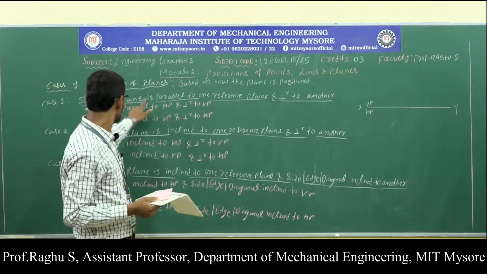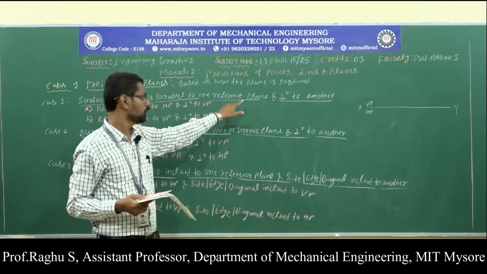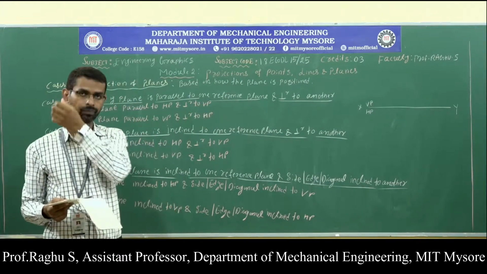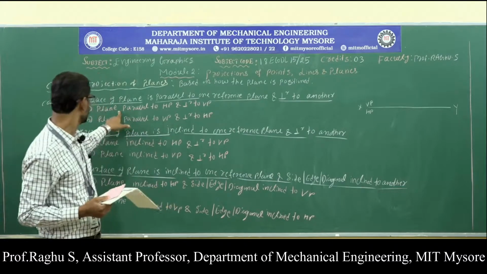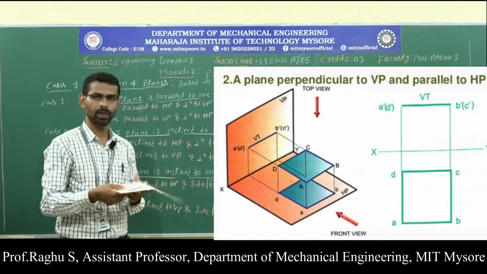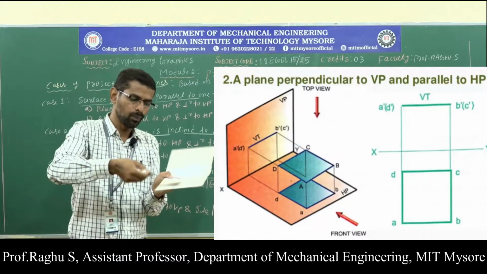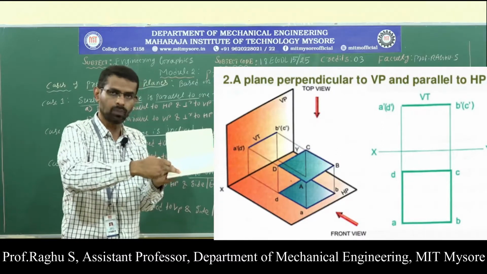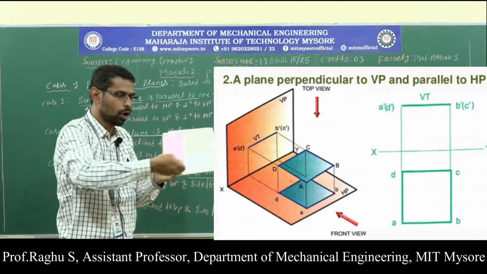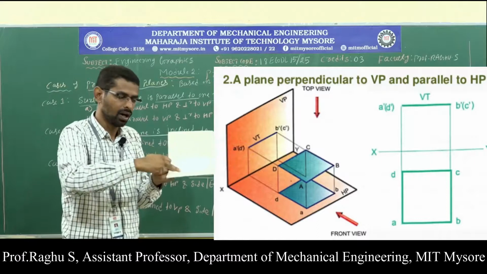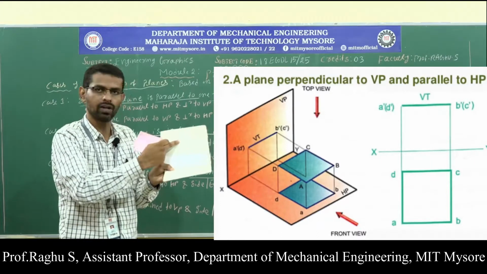Next, coming to different cases of planes. First one, surface of plane is parallel to one reference plane and perpendicular to another. Here the first one: plane parallel to HP and perpendicular to VP. This is the horizontal plane, this is the first quadrant, and this is the vertical plane. Horizontal plane HP and vertical plane VP.